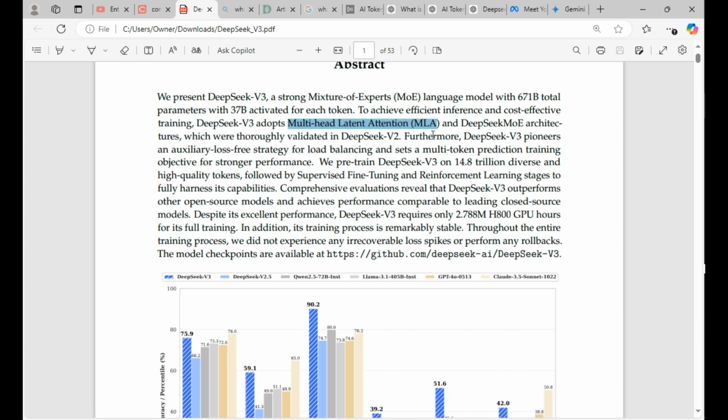Maybe we can take a deeper look into the DeepSeek MoE architecture later on.